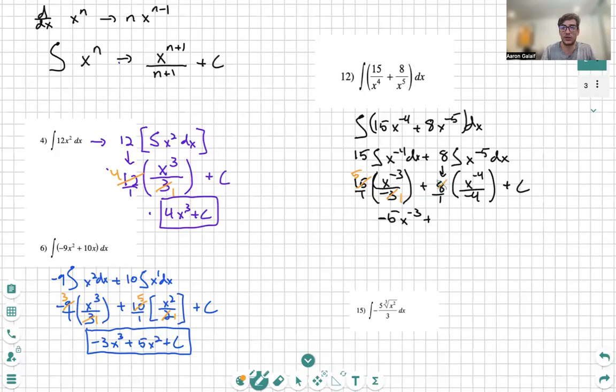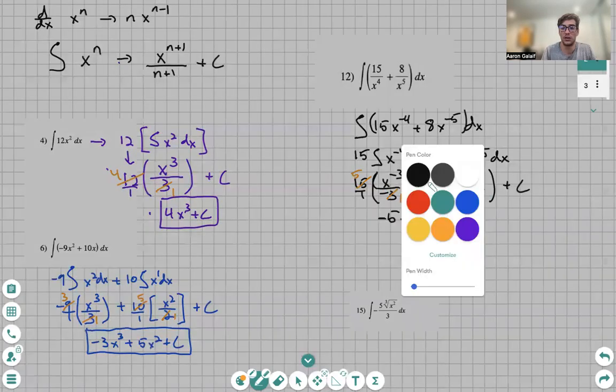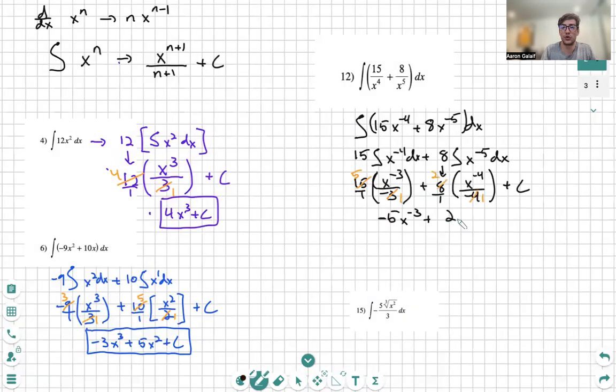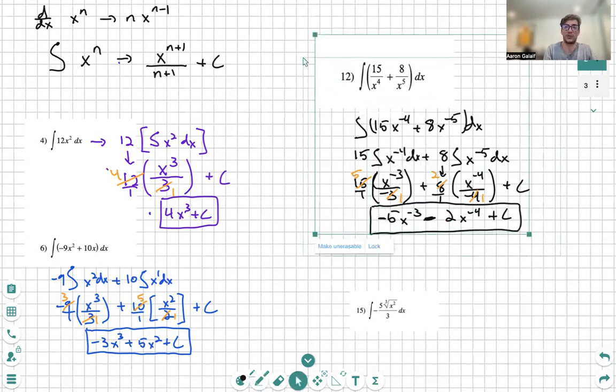Plus, and we're going to cancel 2, 1, 2x to the -4. And we're going to have to make that also a negative due to the fact that the denominator is also negative. So that will take that into a -2x to the -4 plus c. And that will give us that integral final answer. Last one.